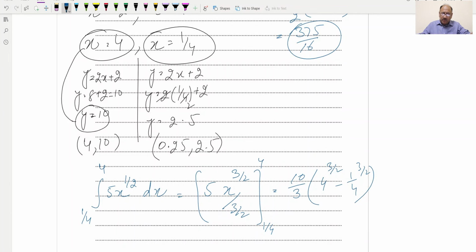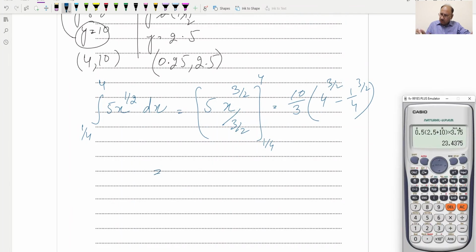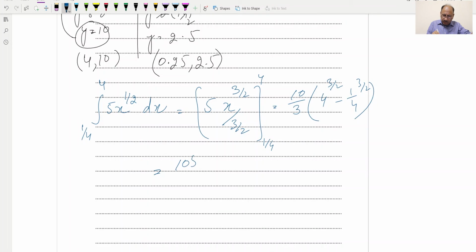So this will be our calculation, which we'll be doing with the help of a calculator. So 10 over 3, and bracket 4 raised to the power 3 by 2, and next is minus, bracket 1 over 4, bracket raised to the power 3 by 2, and the bracket will be closed, and this is equal to 105 by 4. I am again writing the same fraction, not writing the decimal value.